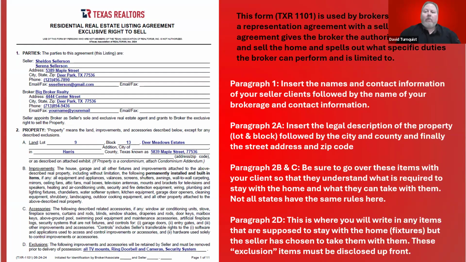Now, how do you get away with taking something that was supposed to stay? You put it in paragraph 2D, which is called exclusions. As a listing agent, it's very important that you speak to your seller when you're listing the home and say, is there anything on this list that you plan on taking with you? Very often there are some things like the ones listed here in paragraph 2D on this sample.